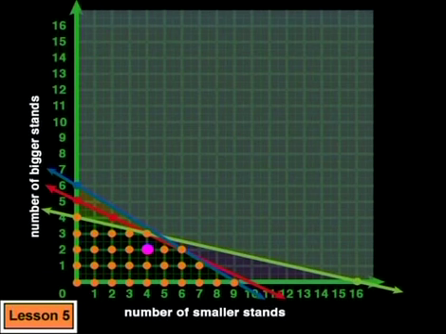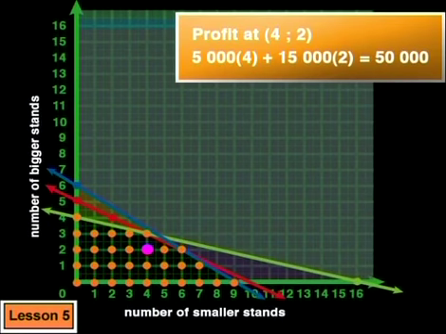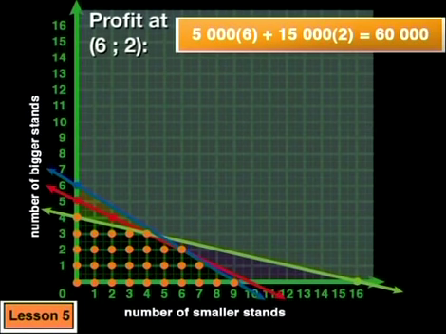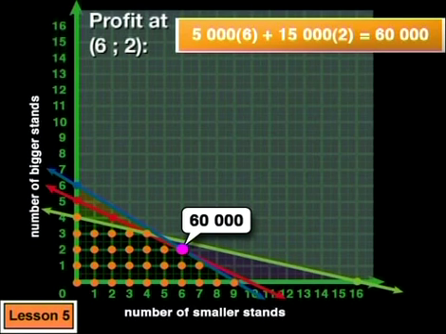Let me show you what I mean. This point, 4-2, represents 4 of the smaller stands and 2 of the bigger stands. The developer makes a profit of 5,000 Rand on these ones, so that's 4 times 5,000. He makes a profit of 15,000 Rand on the bigger ones, so that's 2 times 15,000. That comes to a total of 50,000 Rand profit at this point. Let's try another point. Let's choose this one here at 6-2. That's 6 of the smaller stands, so he makes a profit of 6 times 5,000. Then 2 of the bigger stands at 15,000 Rand profit is 30,000. That's a total of 60,000 Rand.